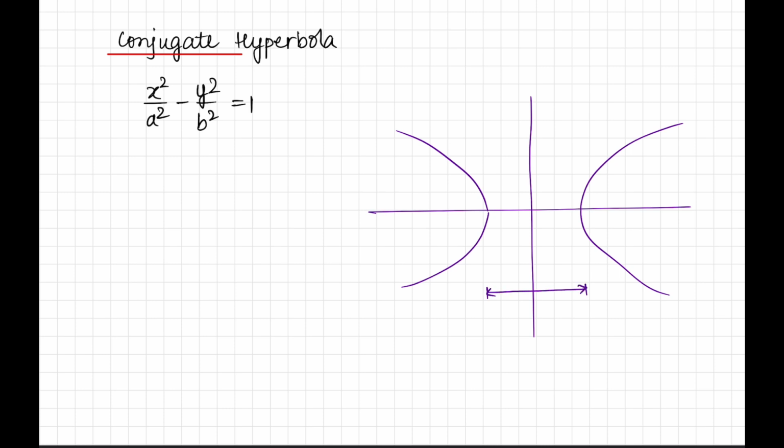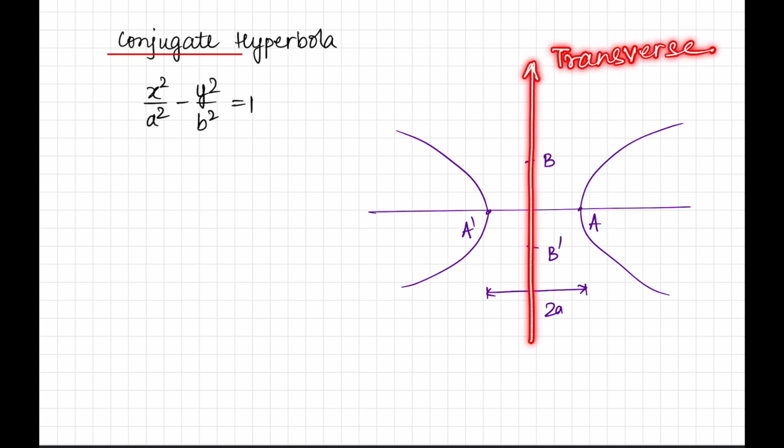is called the transverse axis and is equal to 2a, and we have two more points on the y-axis which we mark as b and b dash, and they are called the conjugate axis. And here we have a and a dash. Now, what we want to do is form another hyperbola such that the y-axis becomes the transverse axis and the x-axis becomes the conjugate axis.